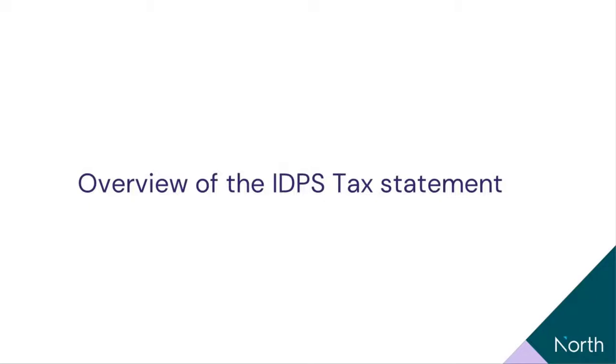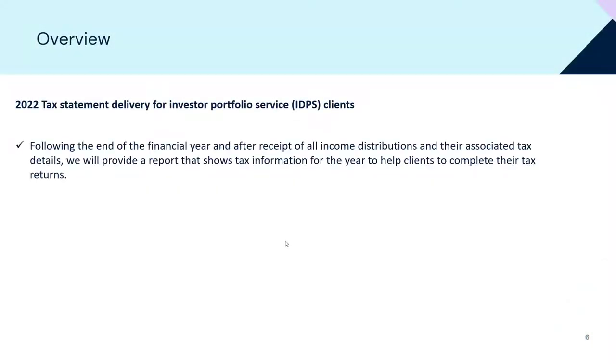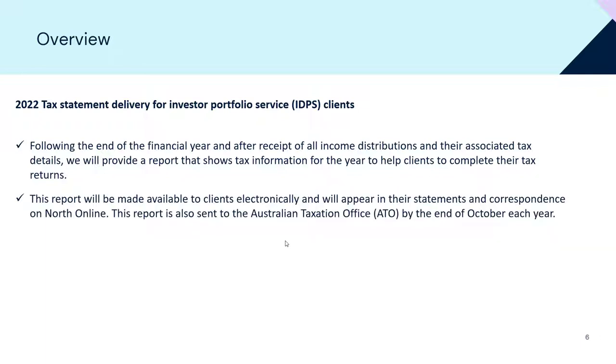Let's now move on to an overview of the tax statement. So following the end of the financial year and after receipt of all income distributions and their tax details, we'll provide a report that shows tax information for the year to help clients complete their tax return. The report will be made available to clients electronically and appear in their statements and correspondence on North Online, which we'll look at in a few moments' time. This report is also sent to the ATO by the end of October each year.